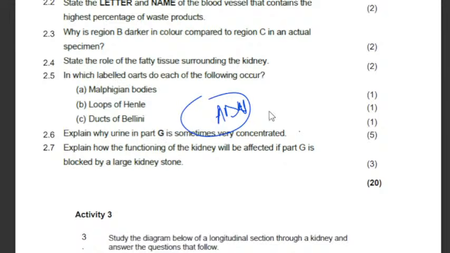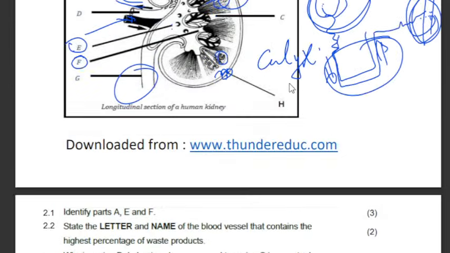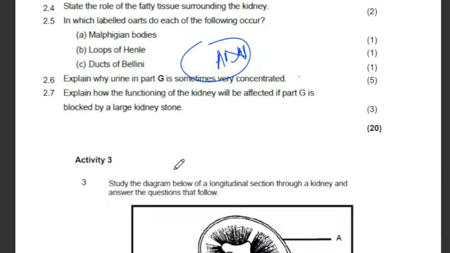More ADH will bring about more reabsorption in the distal convoluted tubule and the collecting duct. So since the collecting duct is going to become more permeable, more water is going to be reabsorbed, making the urine here more concentrated, meaning that more water is being reabsorbed back to the body.